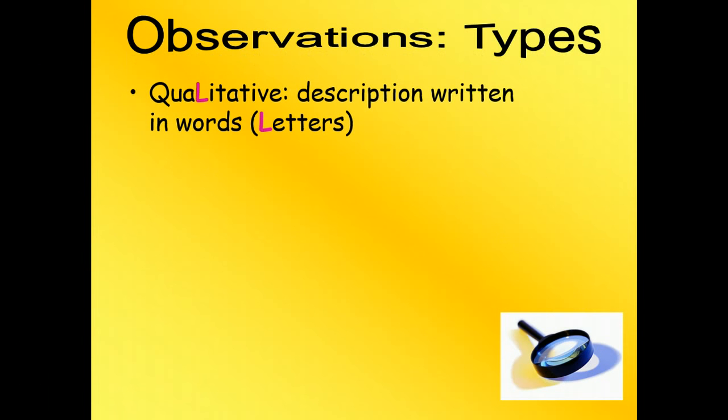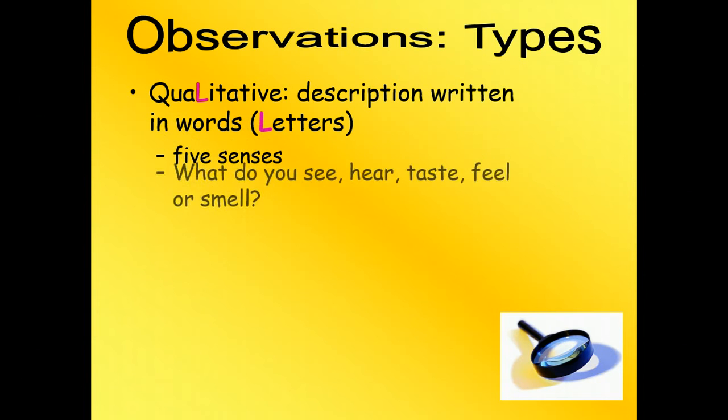There are two types of observations. Qualitative observations are those things that you report in words. Notice that the L in qualitative matches with the L in letters to help you remember that when you write a qualitative observation, you're writing out letters that make up words. So for these, you use your five senses.